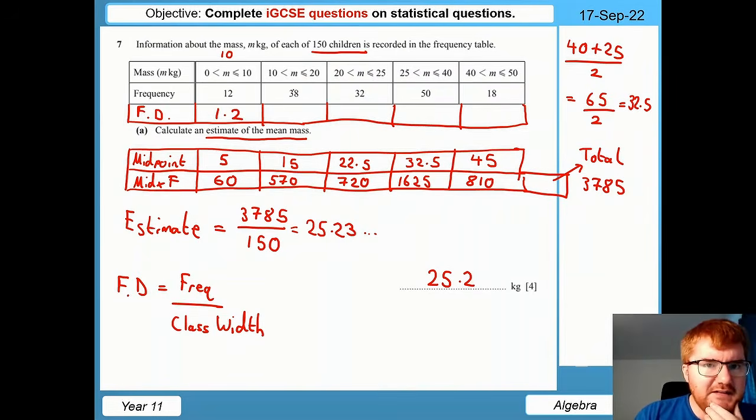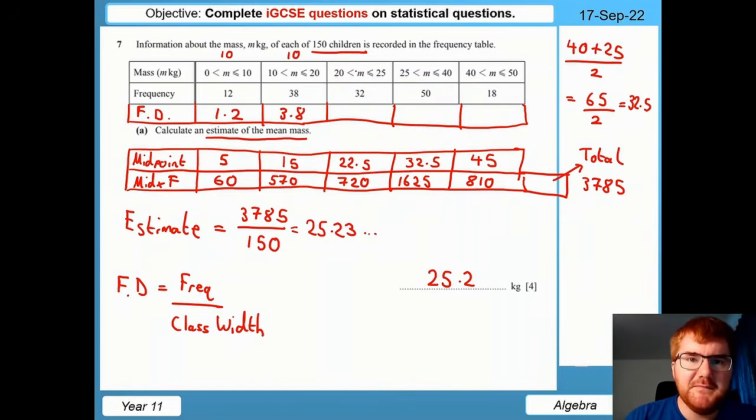Likewise, if we do 38, again, the width here is also 10, so 38 divided by 10 is equal to 3.8. Next one, 32, this time we've got 5 here, so be careful, the width does change. If you do 32 divided by 5, that's going to be equal to 6.4. And again, you do a similar process here. Notice I'm just putting the widths in. 50 divided by 15 is equal to 3.3 recurring. Again, you can check this on your calculator. And then the last one, of course, is just going to be 1.8, 18 divided by 10.